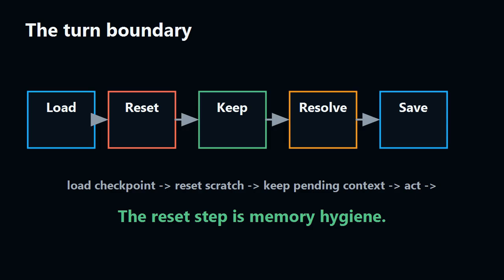At the start of each user turn, the graph loads the checkpoint for the thread. Then a start turn step clears scratch fields. Only intentional pending workflow state survives long enough to guide the next action.